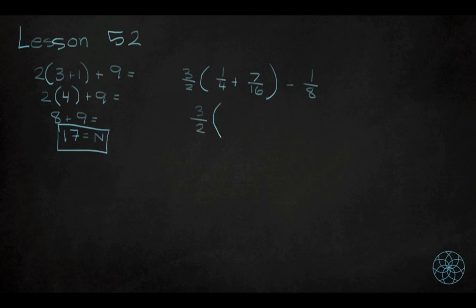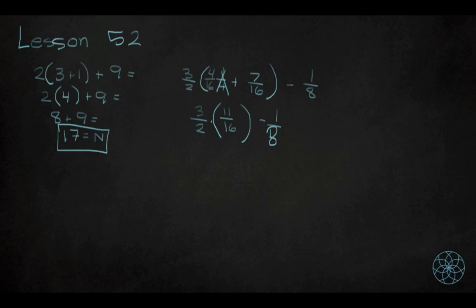What's 1/4 plus 7/16? Well, first we need to change this to a common denominator, right? 4 goes into 16 how many times? 4 times 4 is 16. So 4/16 is the same as 1/4. 4/16 plus 7/16 is 11/16. And let's copy down the rest of our equation.